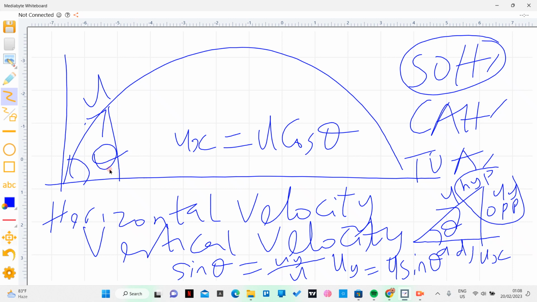So those are your horizontal component, and then your vertical component. So you have those two.